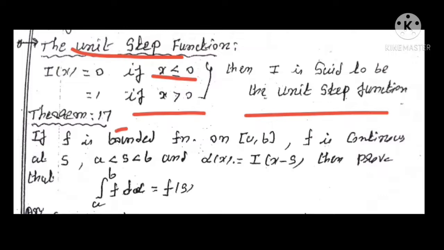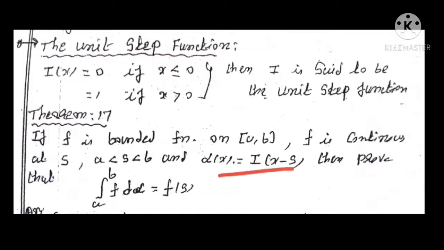Now next theorem. If f is a bounded function on closed interval [a, b], f is continuous at s, a less than s less than b, and alpha(x) is equal to I(x minus s), then prove that RS integral of f with respect to alpha on closed interval [a, b] is equal to f of s. Let's see the proof.